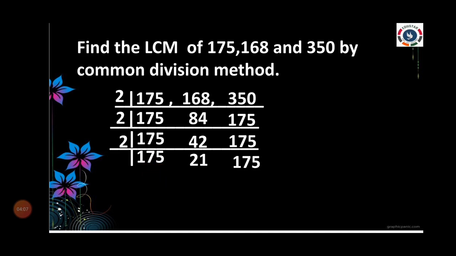And then move with the 21. If we add, what do you get? 3. 2 plus 1, 3. So it is possible to divide by 3. And 175 also, not possible to divide the value by 3. So what do we go with? 3. Okay, write 3. First, second number alone, we can divide the value by 3.